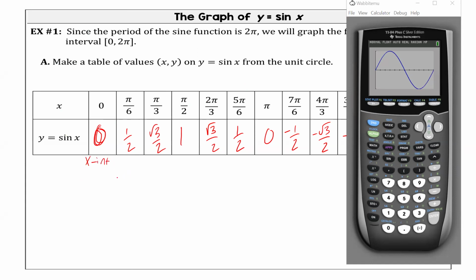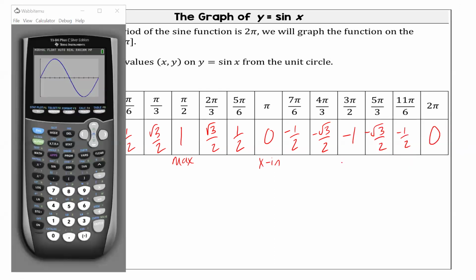It's an x-intercept. It goes through the origin, goes through the x, therefore it's an x-intercept. At pi over 2, what is its significance? It's our maximum. At pi, we have another x-intercept. And we have a min now. And then at 2 pi, we have an x-intercept. Yeah, it's an intercept in general.